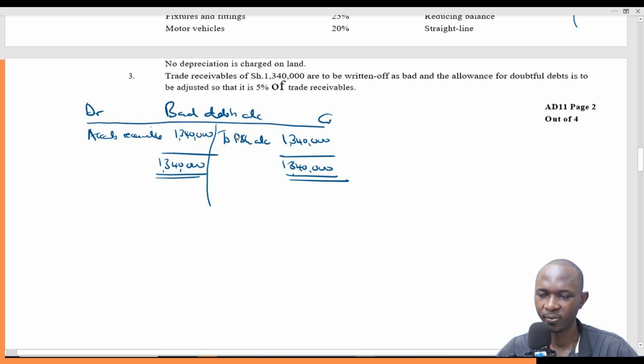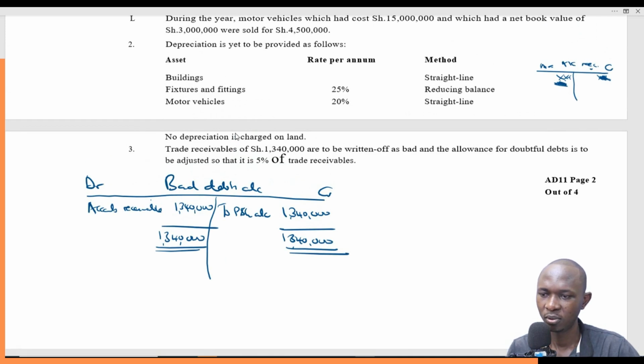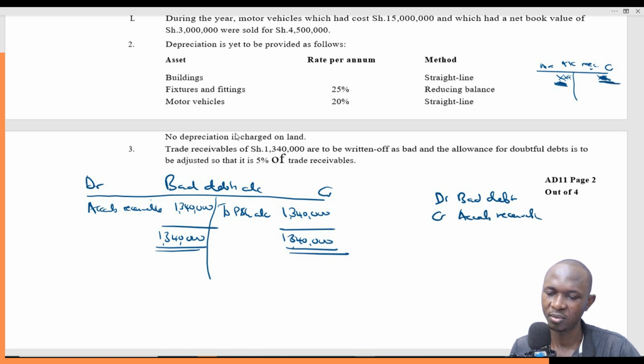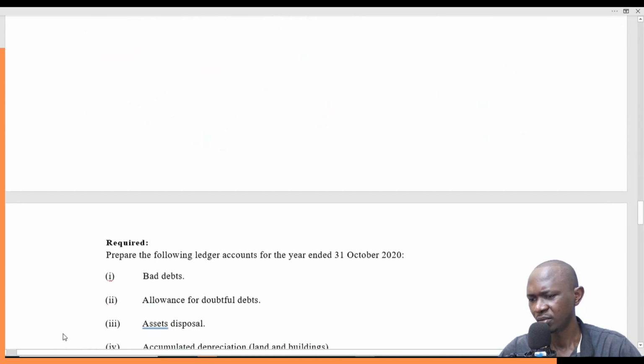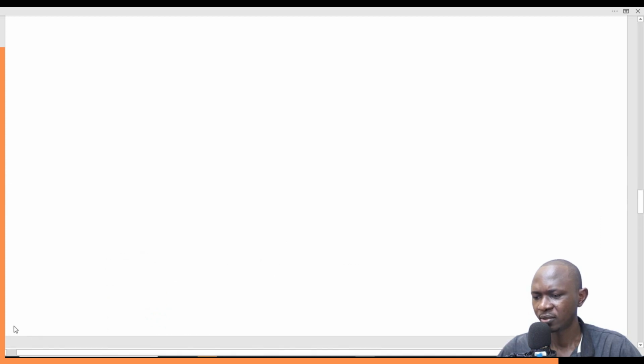We are done. So we are supposed to debit bad debt account, and then credit accounts receivable. This is the treatment, and that's what we've done. We've credited accounts receivable and debited bad debts account, and then closed the entire ledger. Thank you. That should give you the 2 marks. I think it's 2 marks. Simple as that. Then let's go to allowance for doubtful debts.